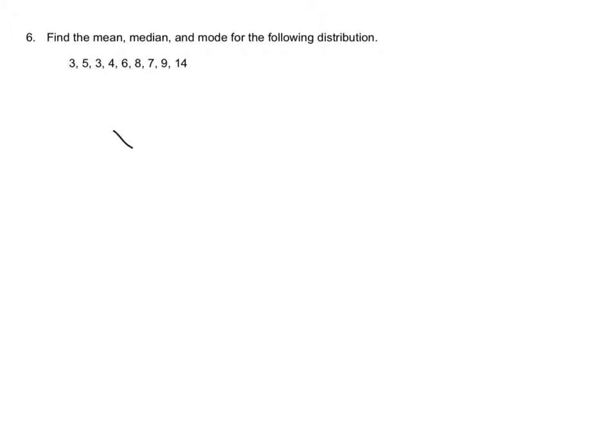The mean is represented by an X with a bar above it. And the formula for the mean is the average. So we're going to add all the values together and then divide by the number of values in the set. The mathematical formula for this is x bar equals the sum of all x's divided by n.